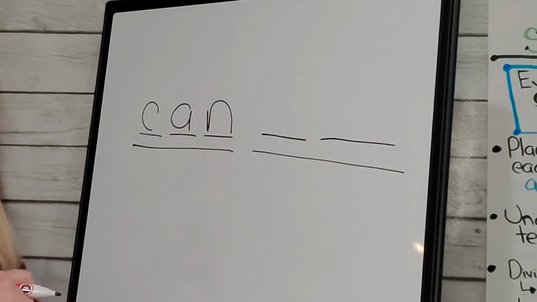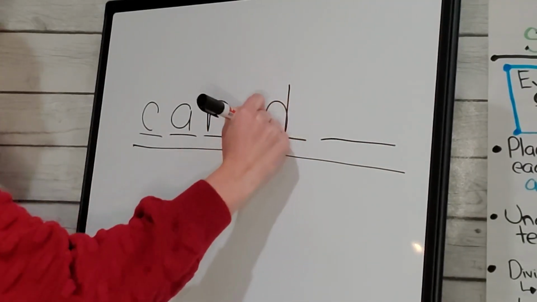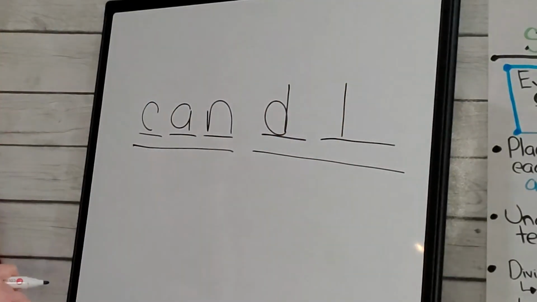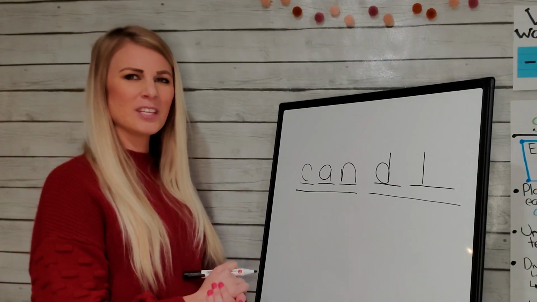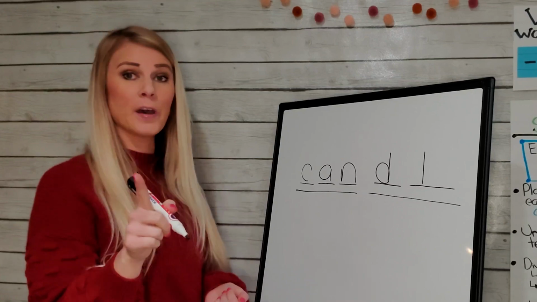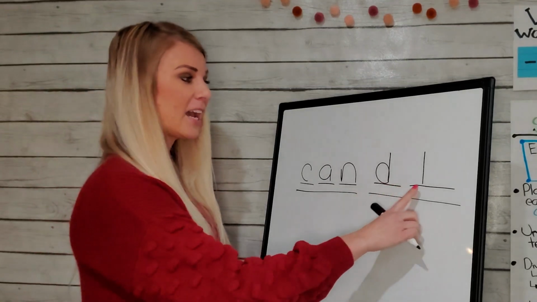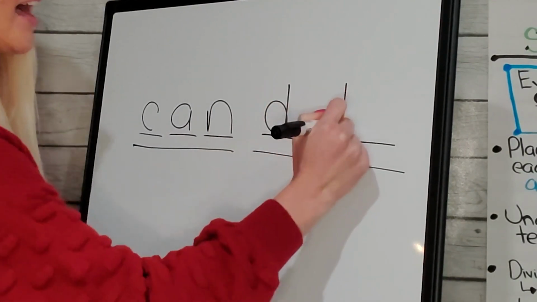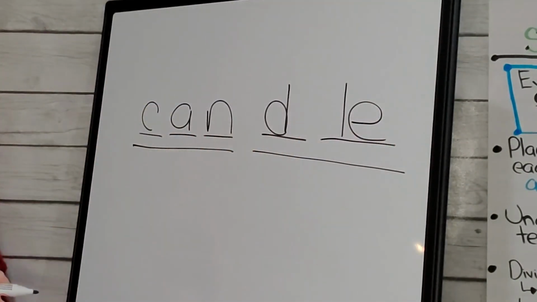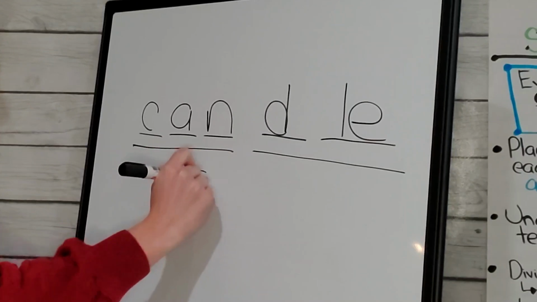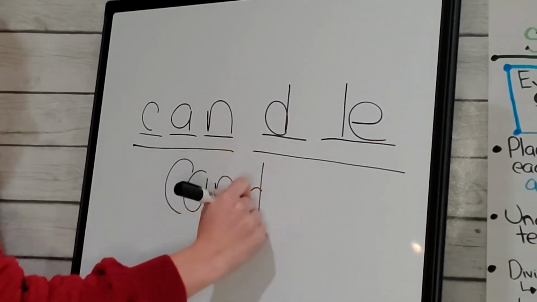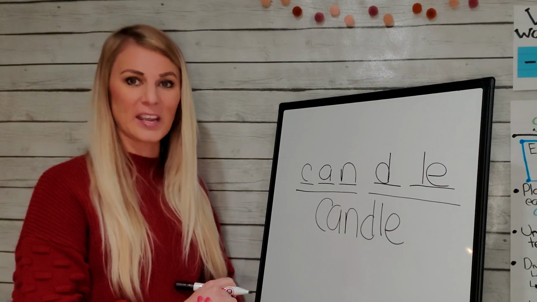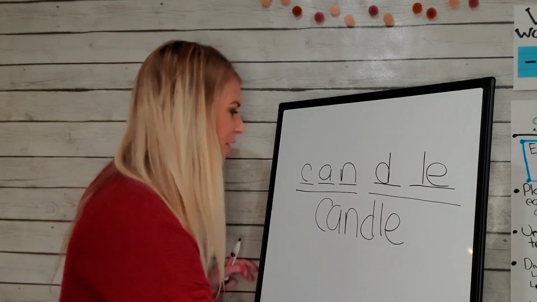D-o. I hear a D for D, and I hear ul. Something doesn't look right though. But do you remember that at the end of a word, if I hear ul, it's usually a consonant L-E. You're right. Here is our word, candle. Did you spell it like I did? Great job, readers. Let's try another one.